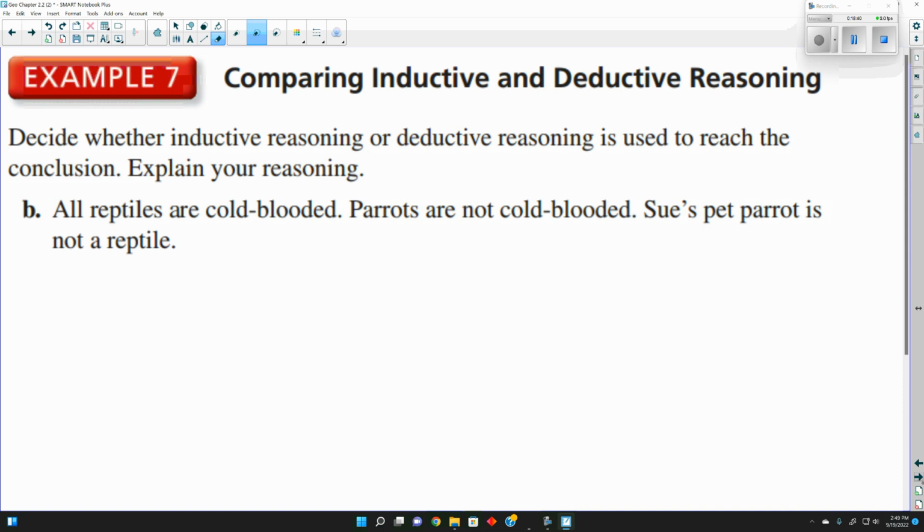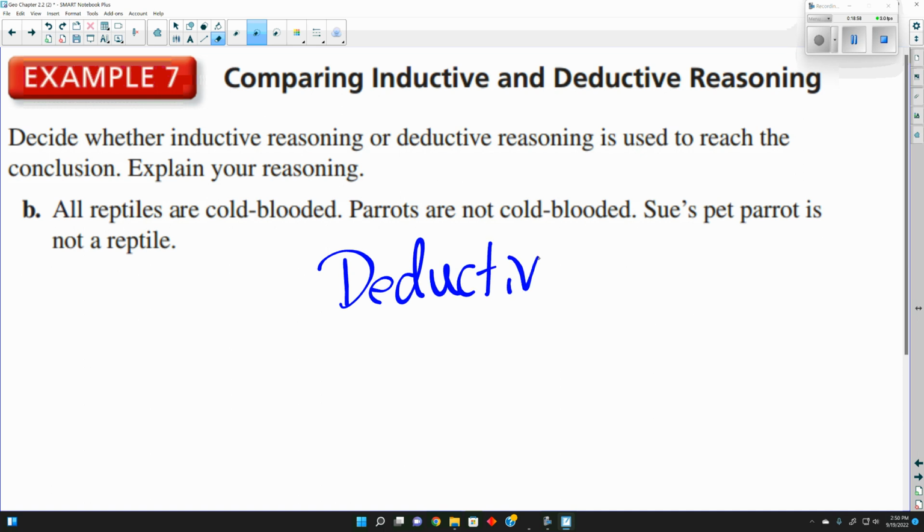Let's look at the next one. All reptiles are cold-blooded. Parrots are not cold-blooded. Sue's pet parrot is not a reptile.